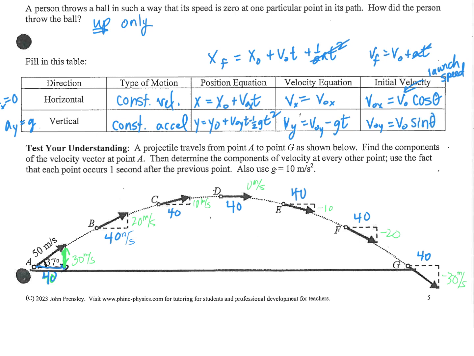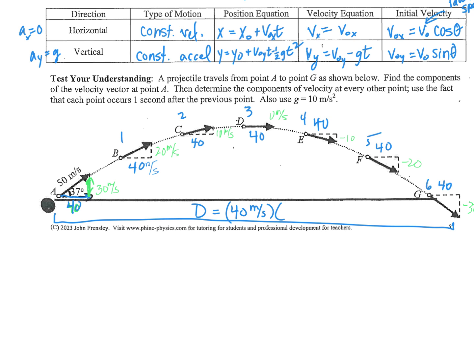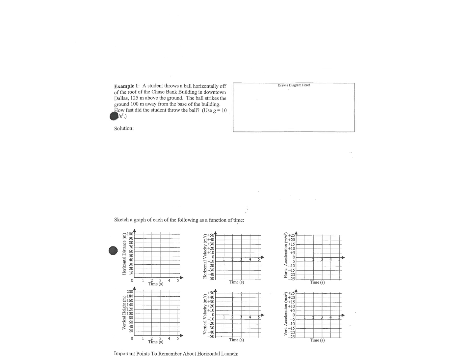Now, if we want to figure something out, we could find this final distance in the x direction. In other words, d is equal to the initial velocity in the x direction, which is 40 meters per second the entire way, and it does this for 1, 2, 3, 4, 5, 6 seconds. So for 6 seconds, we end up going 240 meters in that direction. All right, now let's look at a couple of examples.